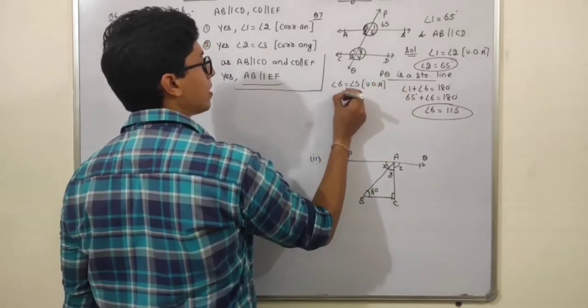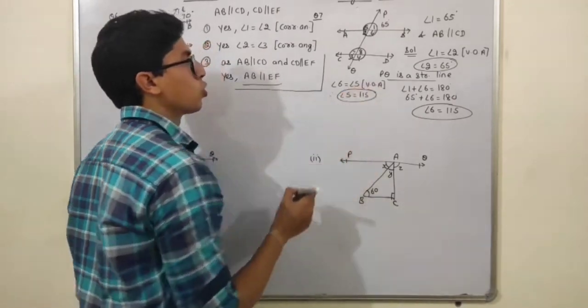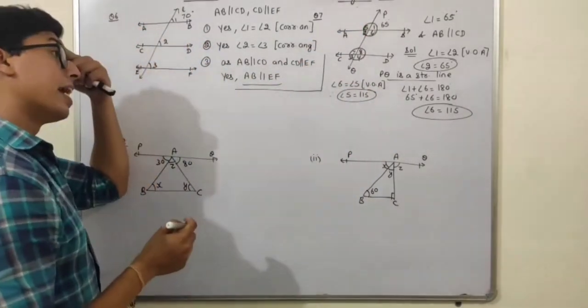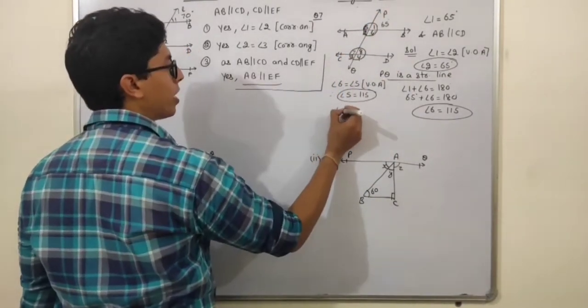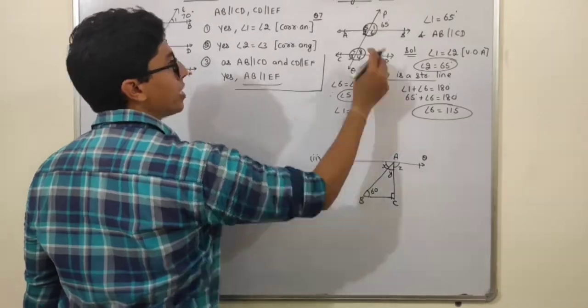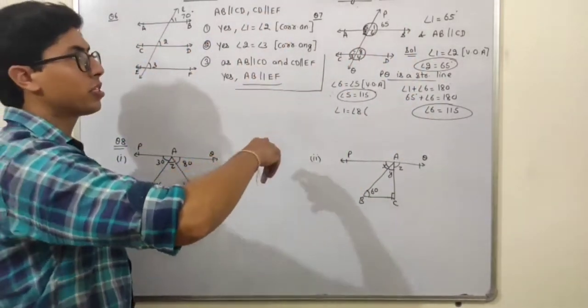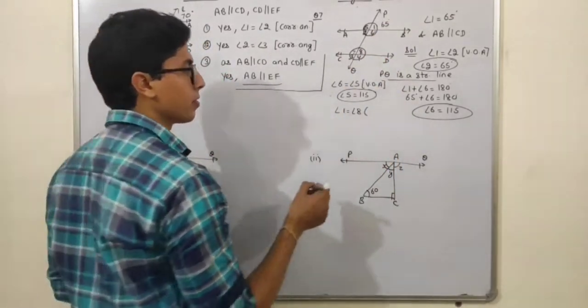Therefore, angle 5 is equal to 115 degrees. So all four angles are completed. Now students, if we just see, angle 1 is equal to angle 8, because these two lines are parallel. So I can say that PQ is a transversal, so angle 1 is equal to angle 8 because of corresponding angles.